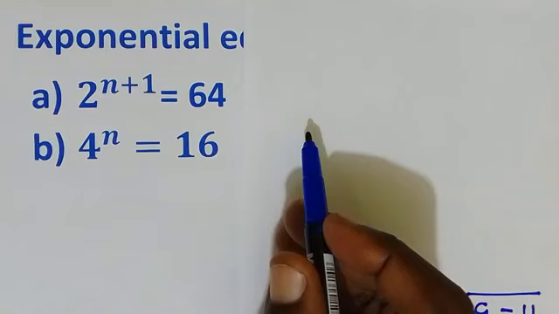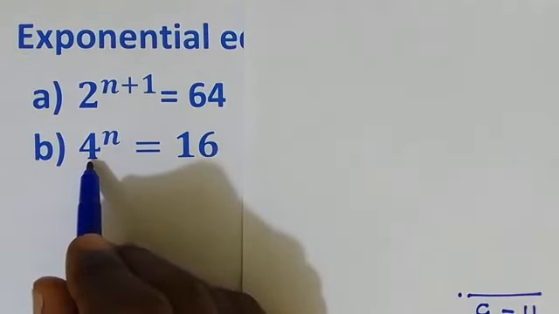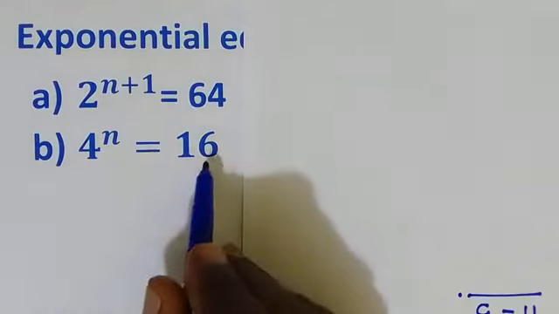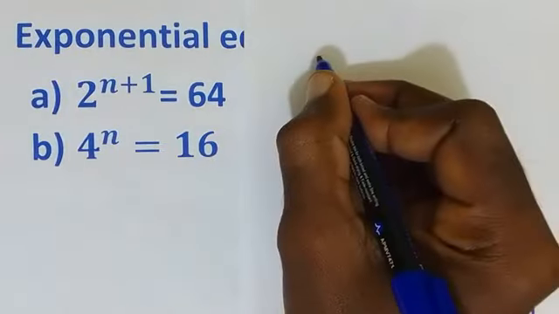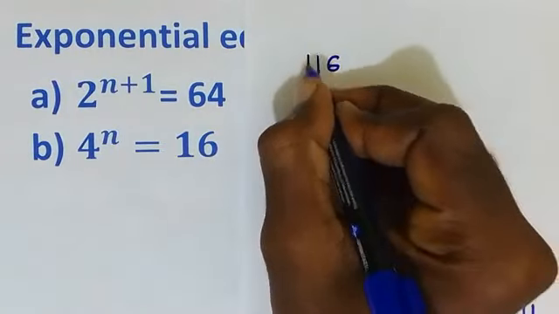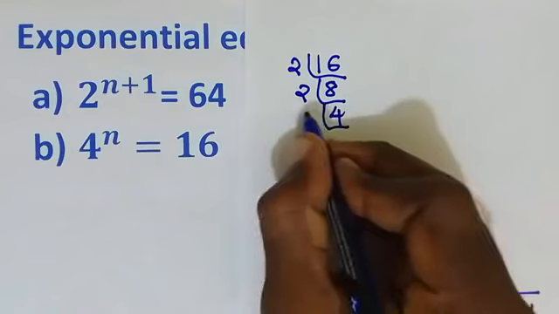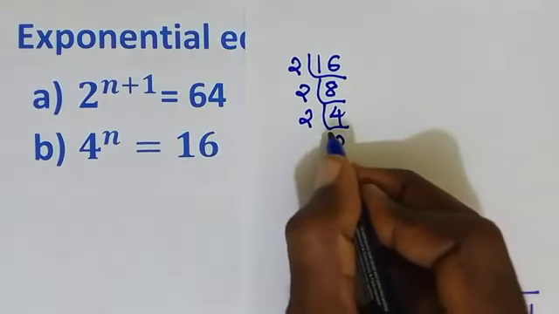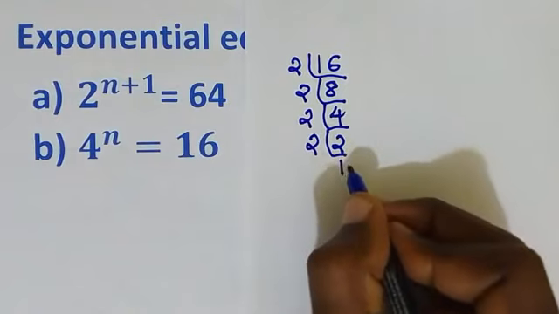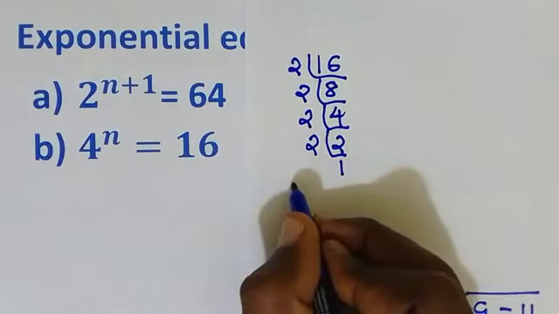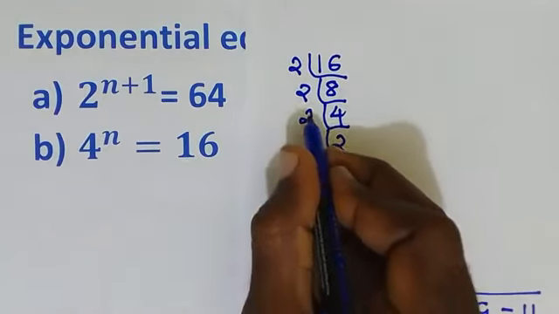Let us do question number 2. We have 4 power n equal to 16. First, let us put 16 into power form. 16 divided by 2 is 8, by 2, 4, by 2, it is 2, by 2, 1. So 16 in power form is equal to 2 power 1, 2, 3, 4.